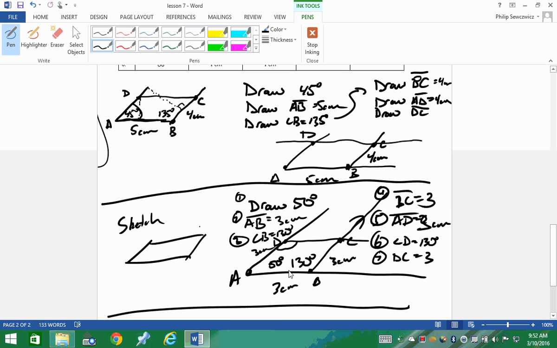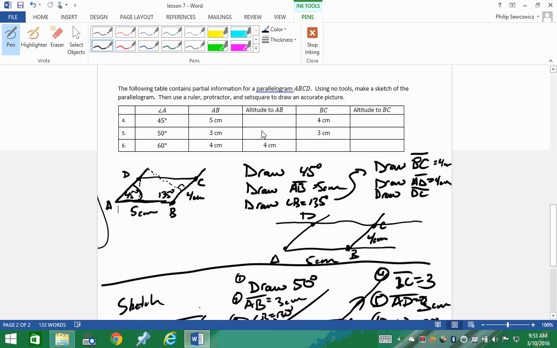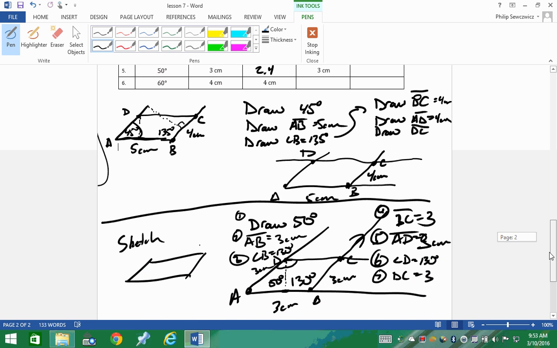AB. I need the altitude to AB. So that's from there. When you use your protractor, you should get a straight line on here, a straight line on here. That way you know you're forming that perfect 90-degree angle. Go ahead and measure it. You should have 2 4/10. Again, as long as we're within 3/10 there, we're good.